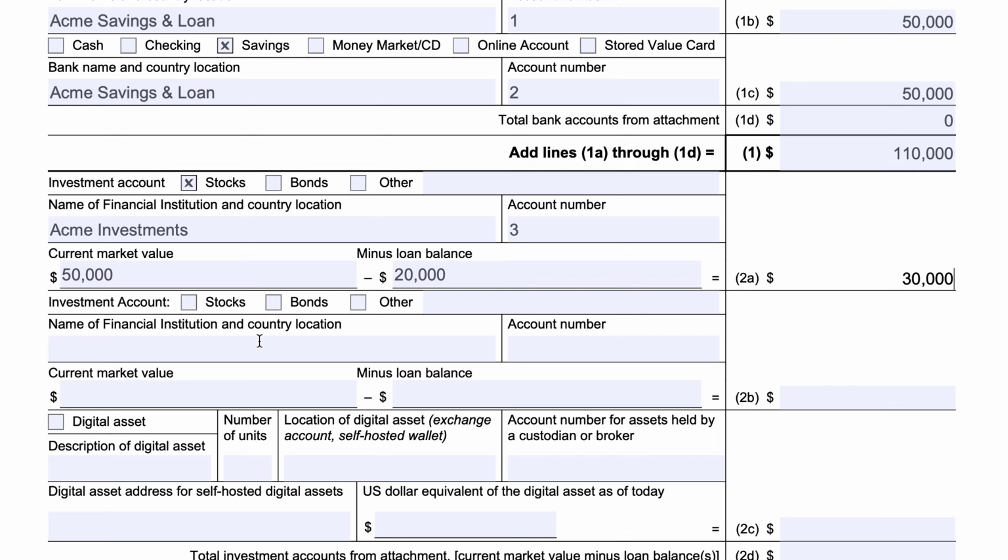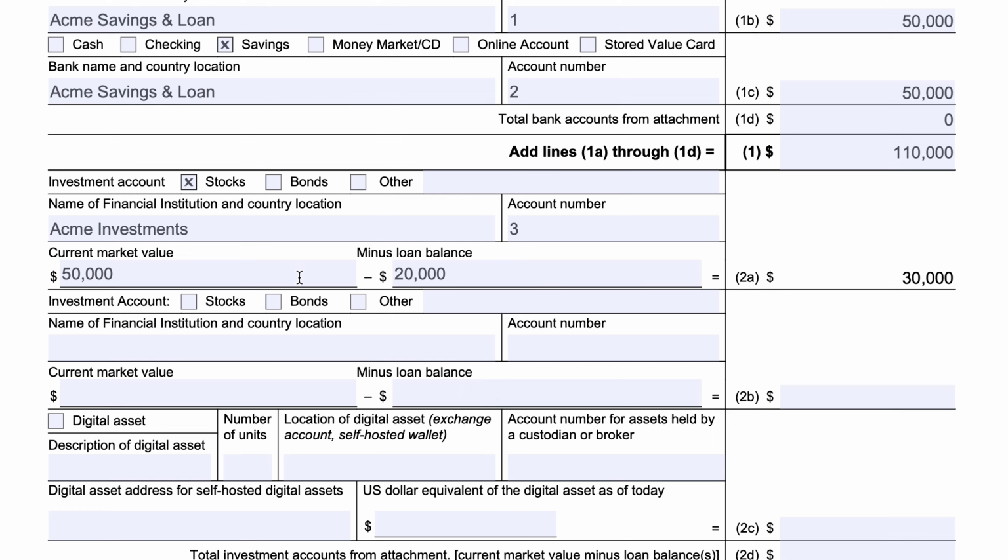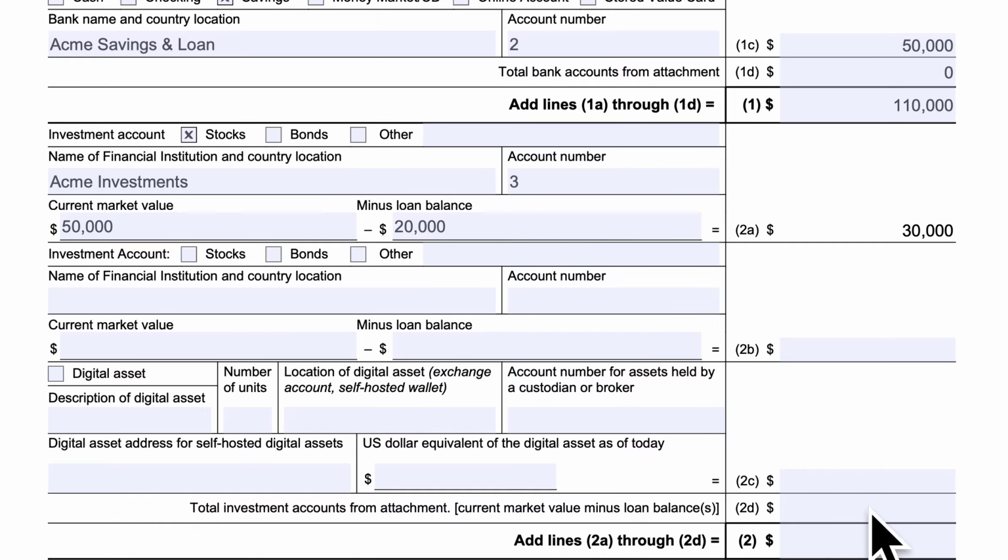You can do the same thing if you had a different investment account that had bonds or whatever. This 2C would be for digital assets. So if you had a cryptocurrency wallet, if you had Bitcoin somewhere on an exchange account, then you would enter that information here. We'll just say, for the sake of argument, that John Doe, he plays it old school. He doesn't have any of this. He doesn't have any other outside accounts, so his total net investment is $30,000.